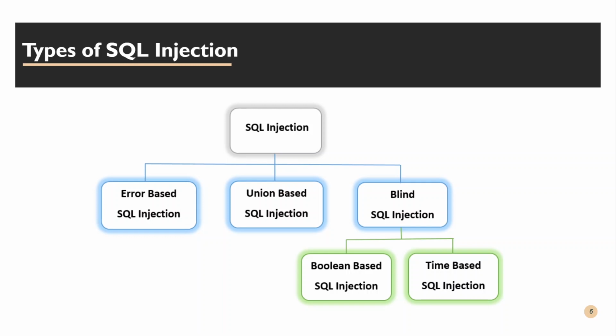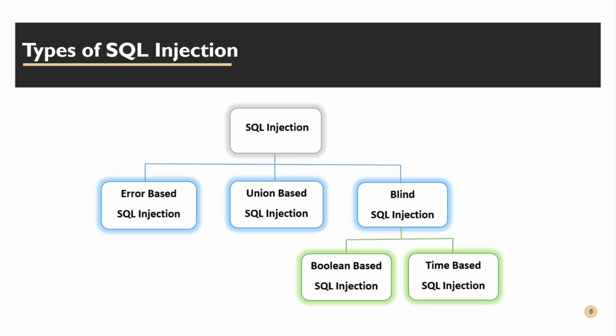Now, let's go to the inferential SQL injection, a typical example of which is the blind SQL injection, which is another name for inferential SQL injection. Blind SQL injection is a type of injection attack that asks the database a true or false question and determines the answer based on the application response. And this could be in two categories, which are the Boolean-based blind SQL injection or the time-based blind SQL injection.